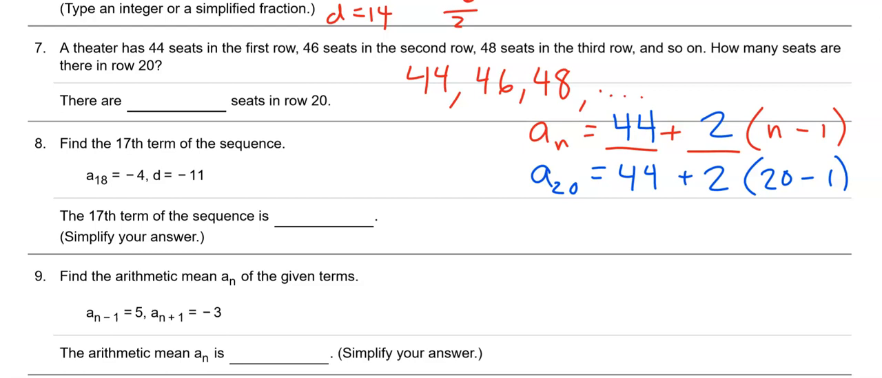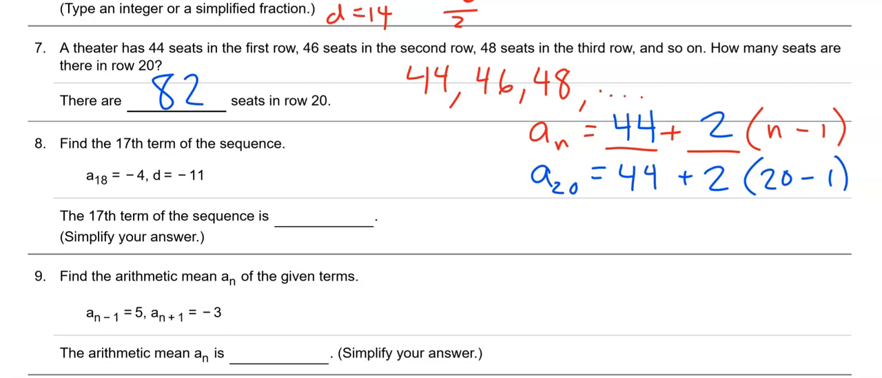That's it. I just wanted the 20th row. That's all. You got 82. Nice job.